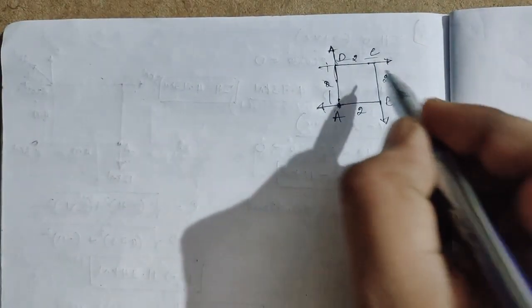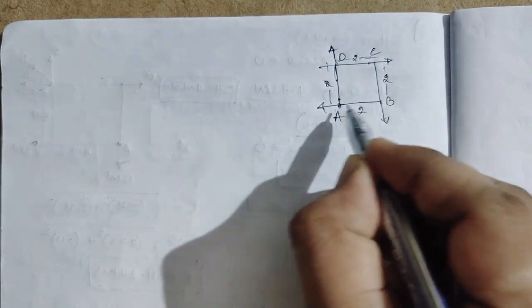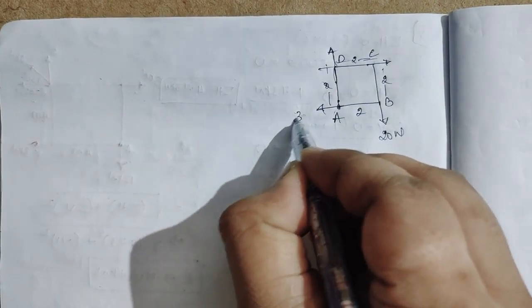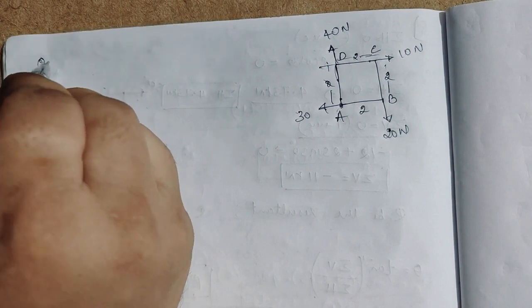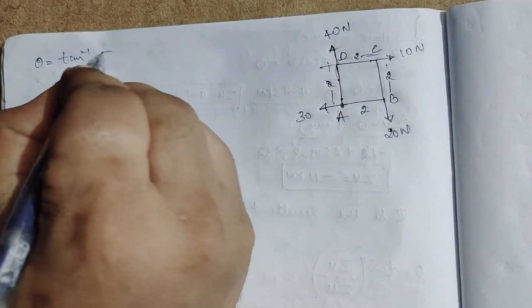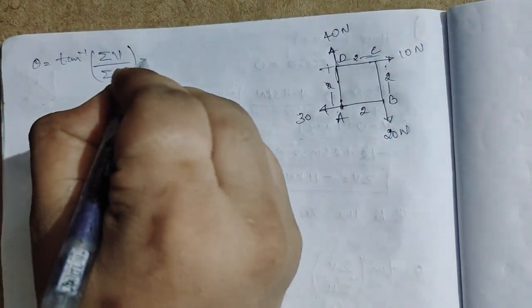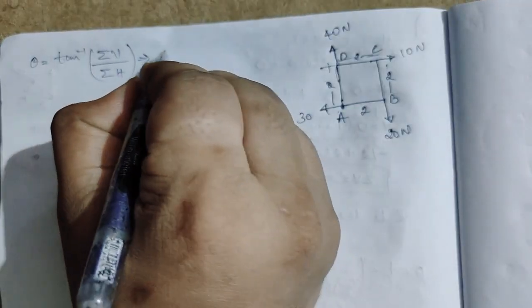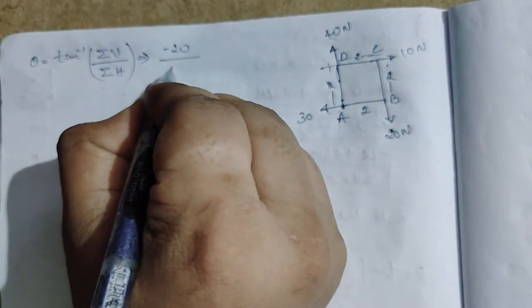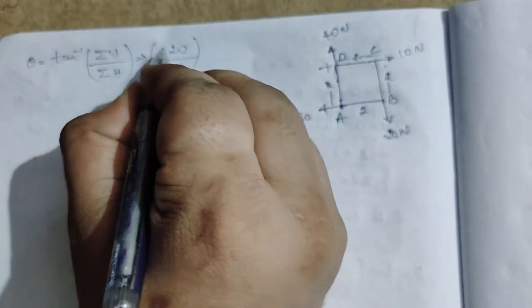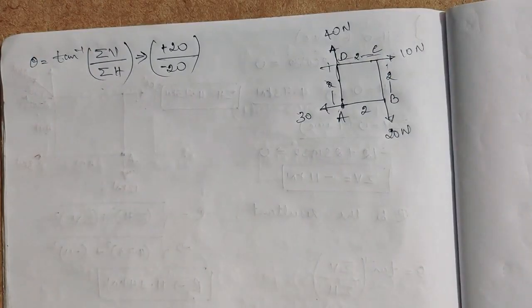Here I wrote the figure again, that is 2 meter, 2 meter, 2 meter, 2 meter. So what were the forces? Forces were 20 Newton, 30 Newton, 40 Newton and 10 Newton, right? Okay, I have to find theta now. So theta is what? Tan inverse of summation of V by summation of H. So what is summation of V? We got minus 20, right? Summation of H is 20, correct? Or summation of V is plus, summation of H is minus 20.